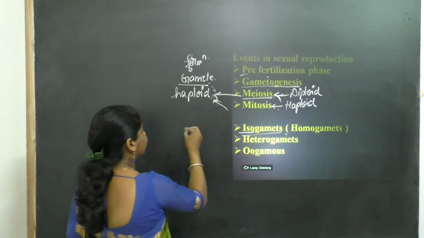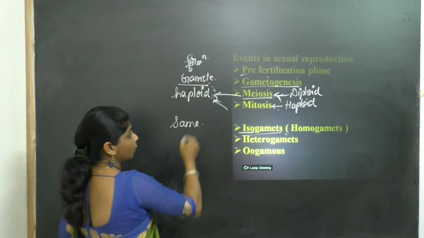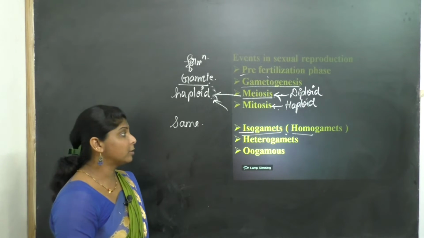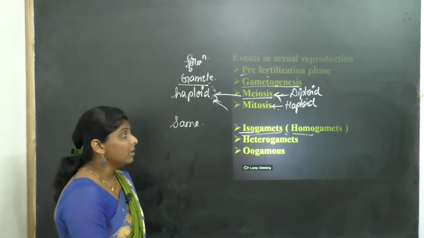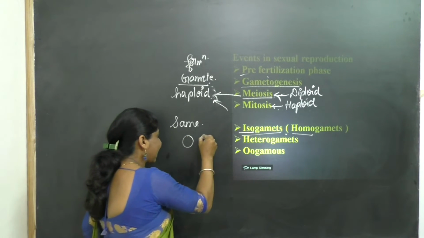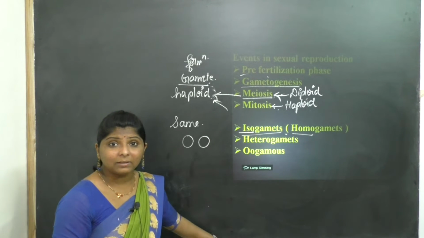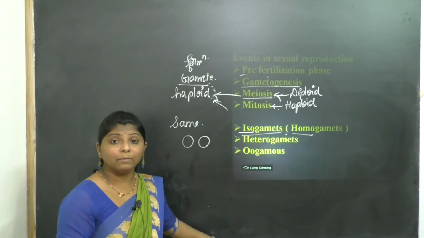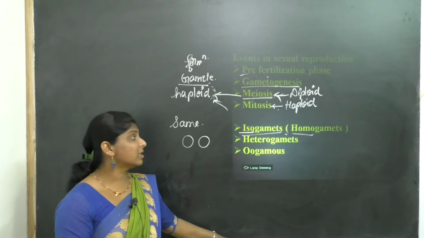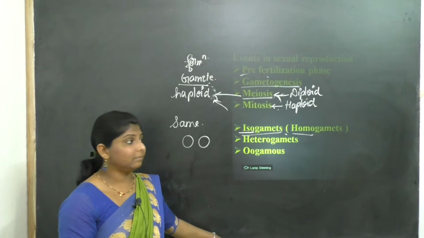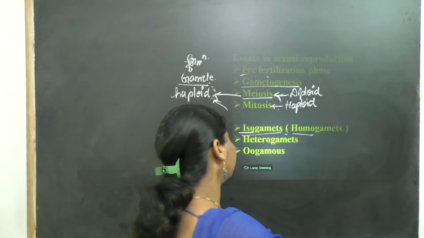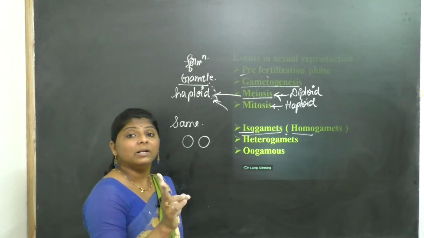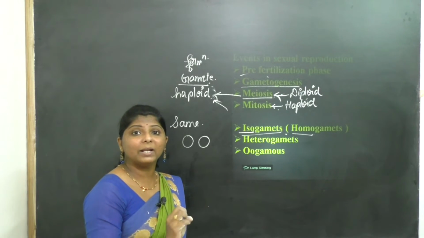Iso itself says same, or homo also means same. Isogametes or homogametes means male and female gametes are very similar in structure, function and morphologically, they are very identical. Both male and female gametes are morphologically very identical. You cannot differentiate which is male or which is female at all.